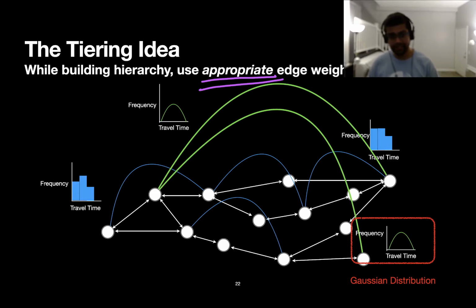The essential idea that our paper introduces is called tiering, by which the hierarchy being built is divided into tiers, and in each tier we use an appropriate edge weight representation that minimizes the cost of computing convolutions, number one, and number two, ensures that the representation is as compact and space efficient as possible.